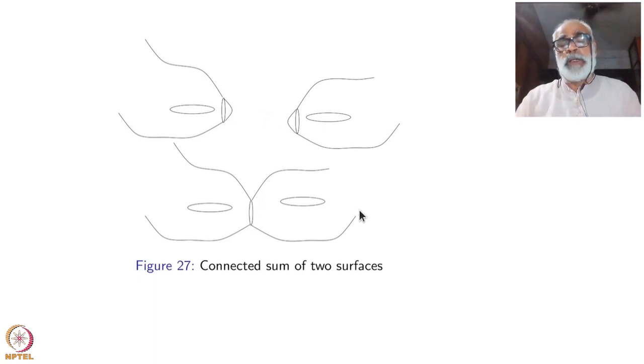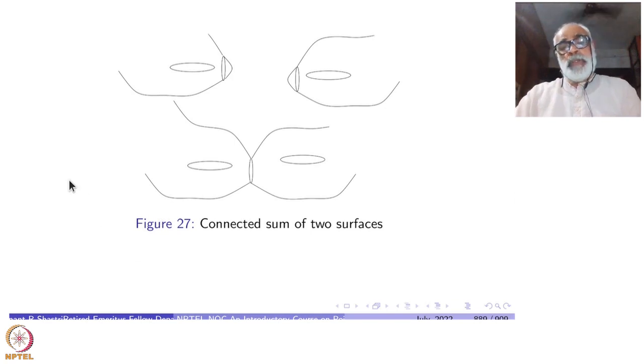Bring them together like this. Identify the two circles by a homeomorphism. That homeomorphism is not an arbitrary homeomorphism. See, this one is eta 1, so you bring eta 1 inverse composite eta 2. That is a homeomorphism from here to here, and you identify that.